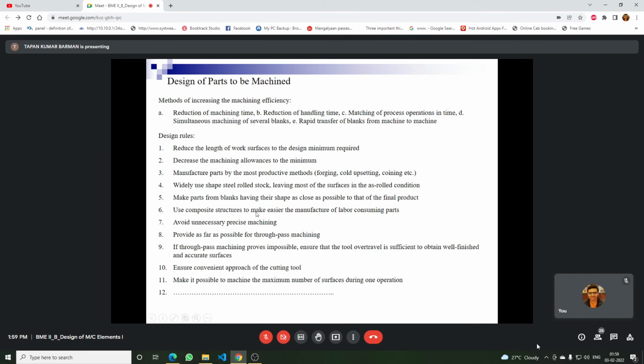Use composite structure. At one time, you can make say two or three components together. If it is possible, then you can go for this, and that will help you to minimize the labor cost.